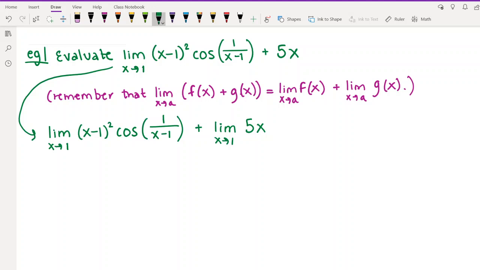And then what is the limit as x approaches 1 of 5x? Well, that part is actually easy, right? Because this one we can just plug in 1. And so this part of the limit is going to be equal to 5. So we're going to focus on this first part and use the squeeze theorem, and then once we're done, we'll add that 5 in.